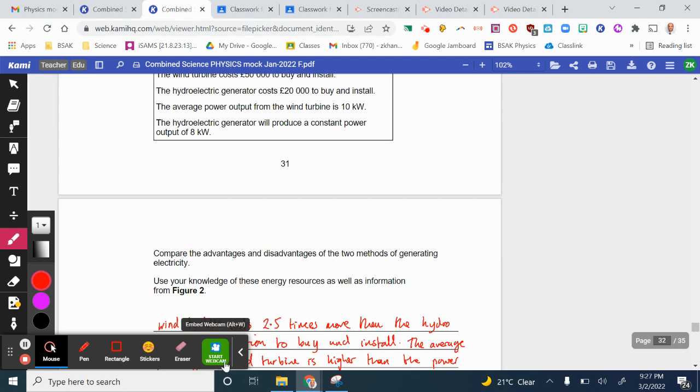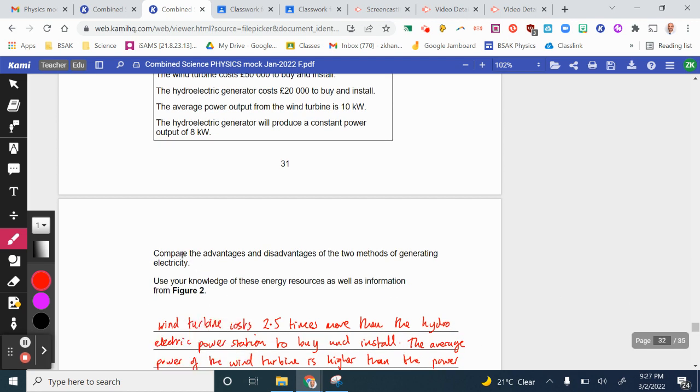Now, we will look at the question. It says compare the advantages and disadvantages of the two methods of generating electricity. So we're going to discuss advantages and disadvantages of wind, advantages and disadvantages of hydro, and see if there are any similarities between the two as well. So they might have the same advantage and they might have a similar disadvantage. So let's have a look.